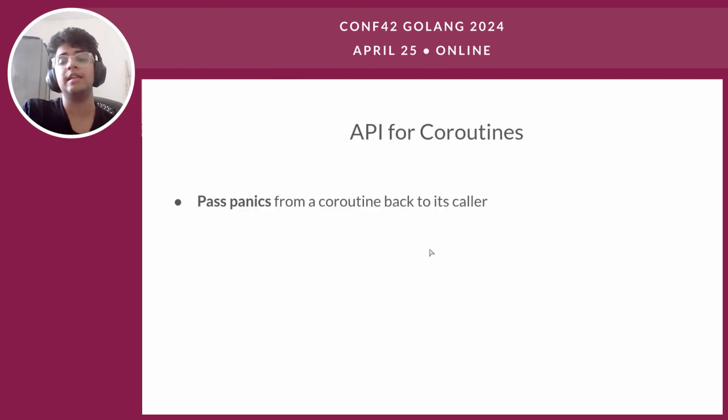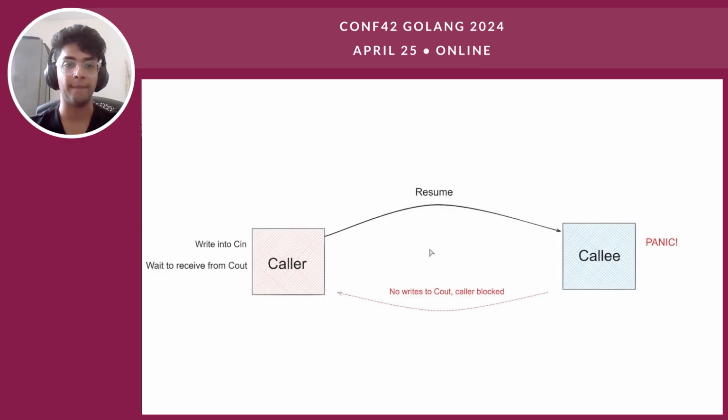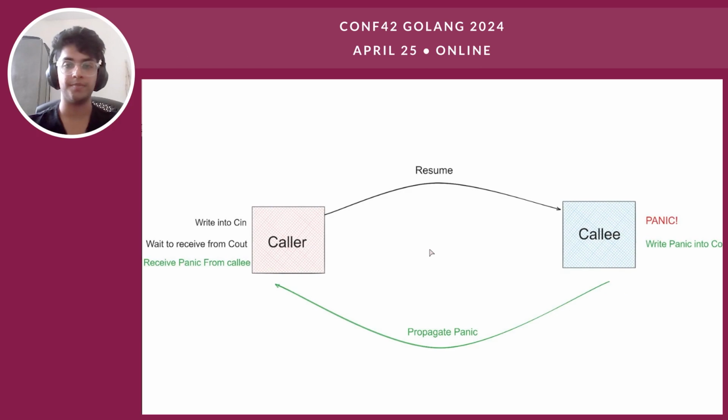Another thing is that, sure, if it terminates properly, then you have your running properly set to false. But what if your coroutine actually panics and never gets a chance to set running to false? How does your caller then know that the coroutine does not exist anymore, and not potentially deadlock itself? Your caller could be blocked waiting for news on cout, but it gets nothing. So it panics, there are no writes to the caller, and your caller is blocked.